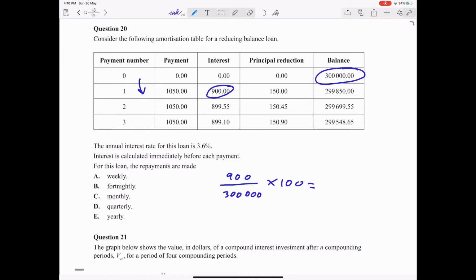Put that on your CAS calculator, and you get 0.3%. So to find whether the repayments are made weekly, fortnightly, monthly, quarterly, or yearly, use the annual interest rate divided by the interest rate for each payment. So 3.6 divided by 0.3, which gives you 12. So therefore the repayments are made monthly. So C is the correct answer.